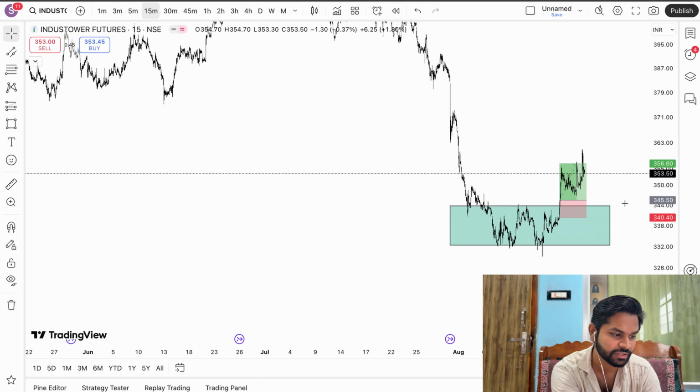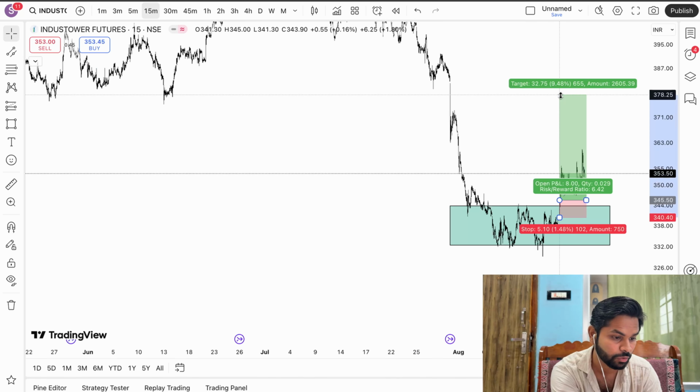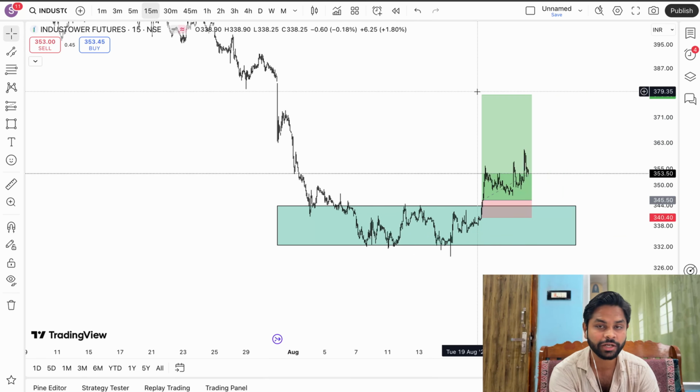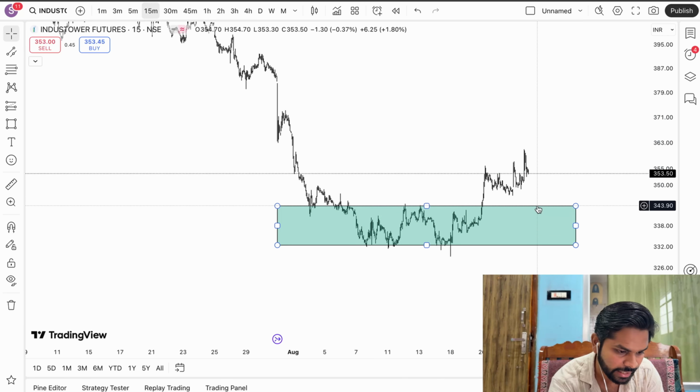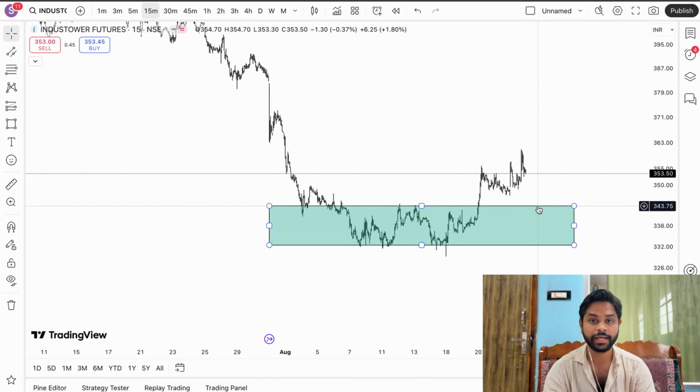Now still there is a space left at close to 378. Even the stock can go to 378, but looking at the overall market, the Nifty fell below 25,000, so I exited the position. Even if the stock comes around here at 343, I may take a buying position in this stock. So this was the reason, the logic behind taking the trade.